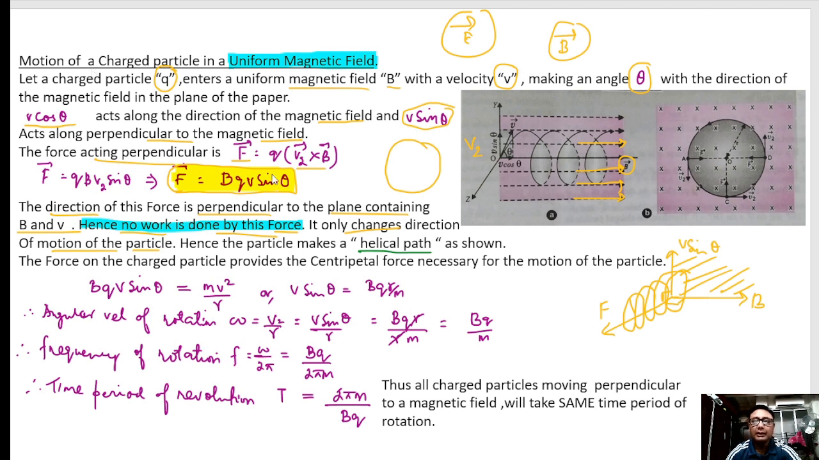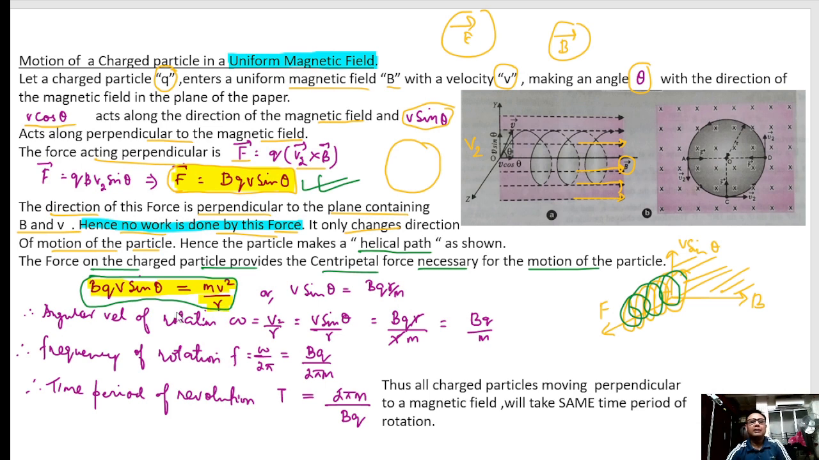So here we say the force on the charged particle provides the centripetal force necessary. Because there is a circular motion here, this magnetic force provides the centripetal force for the particle to move in a helical path. Please watch, this is the formula. From here we get V sin theta equal to BQR by M. Angular velocity, as we all know, omega is V by R, so it is V sin theta by R, which is BQ by M.